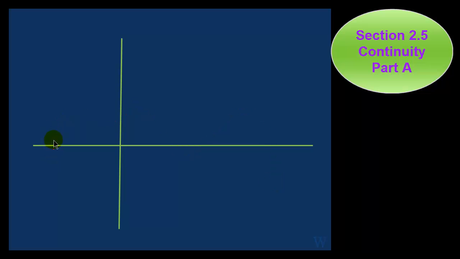Let's start again from A to B, and suppose I started right here. However, from this point, I continued on there. And because of that jump, this function is no longer continuous at this point, say, call it C.